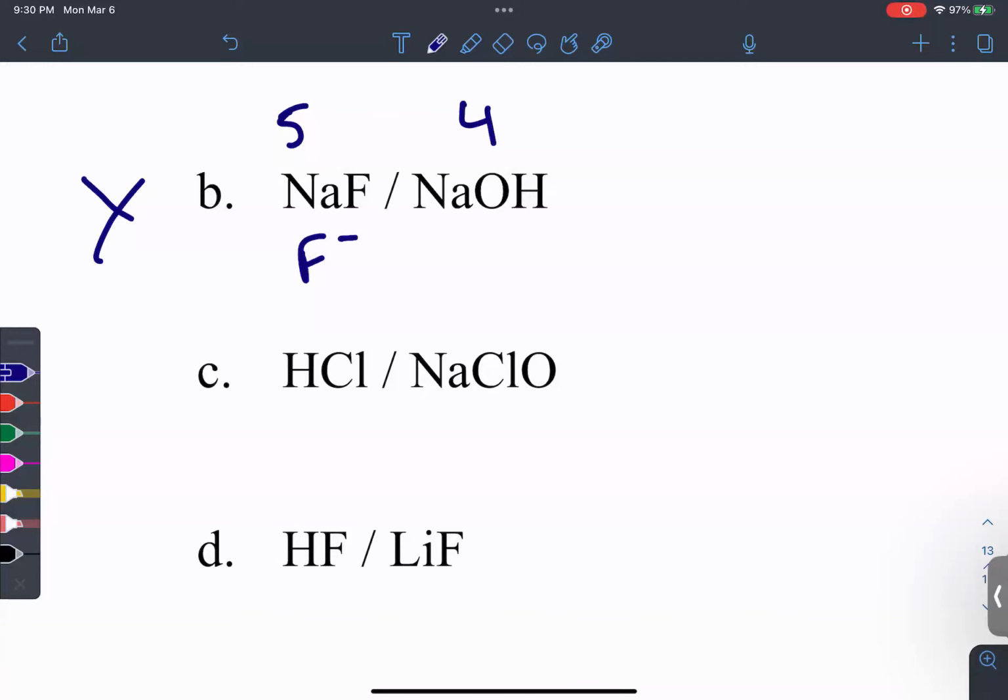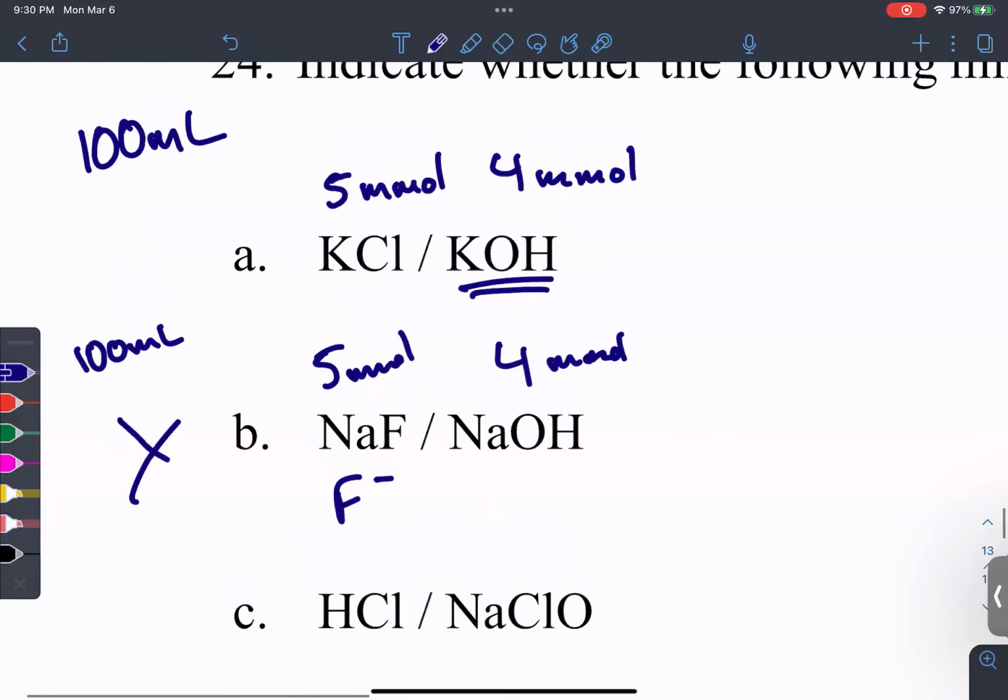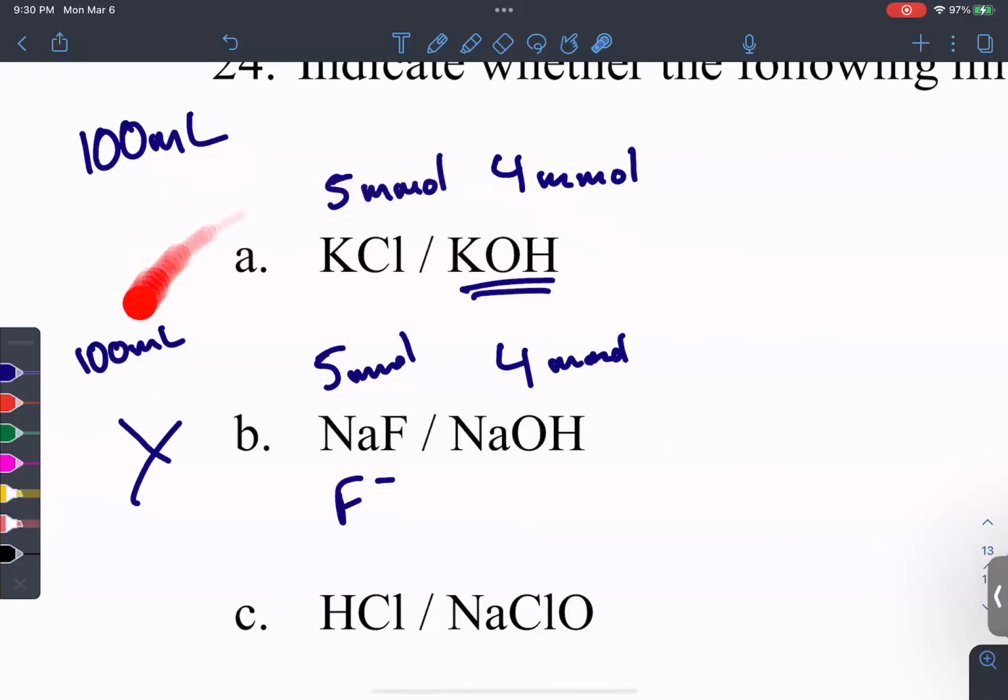How would I calculate? And it's all in 100 milliliters. Millimoles. How would I calculate the pH? Yeah, so F minus is a base, but it's a weak base. Sodium hydroxide is a strong base. So which one do we care about more? The strong base. So in this example, actually both of these will have the exact same pH, right?